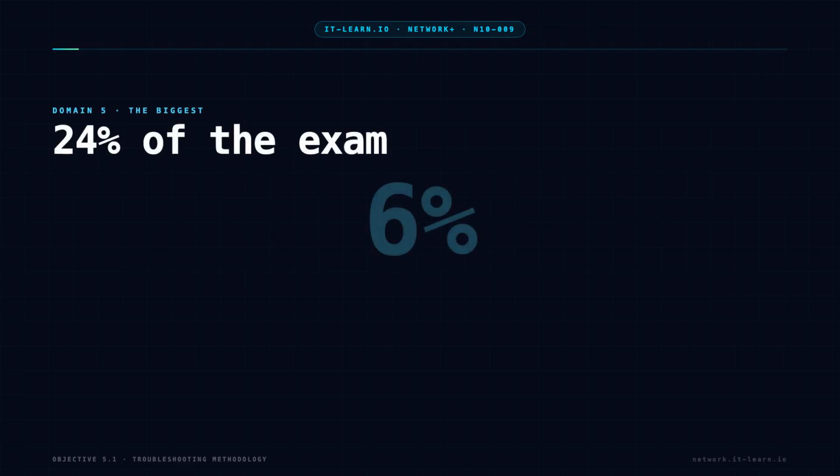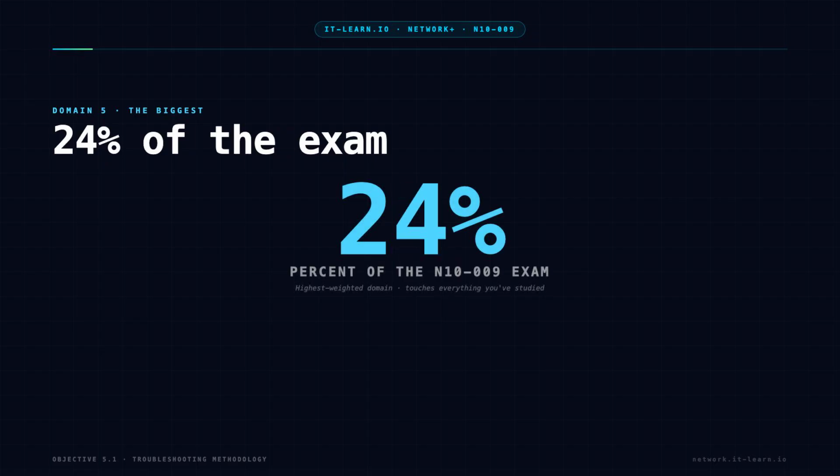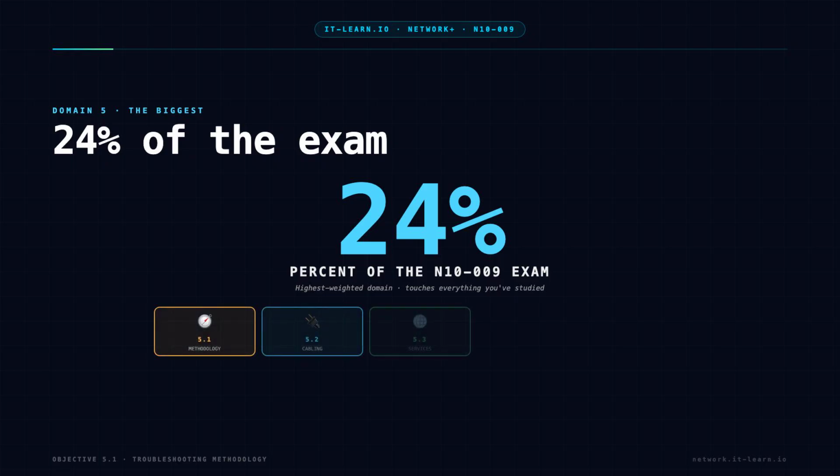Domain 5 is troubleshooting. It's the biggest slice of this exam, 24%. That is not random. CompTIA puts it last because every other domain feeds into it. Cables, switching, routing, DNS, DHCP, ACLs, wireless. When something breaks, every layer of knowledge you have gets pressure tested at once. Today is Objective 5.1, the Troubleshooting Methodology. 7 steps that separate the engineers who fix problems from the engineers who reboot the switch and pray.